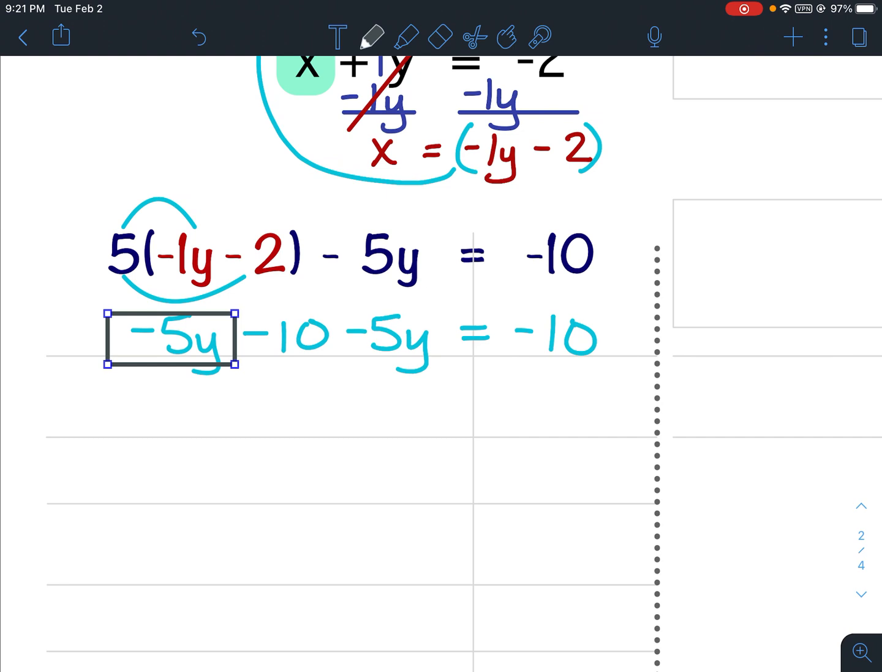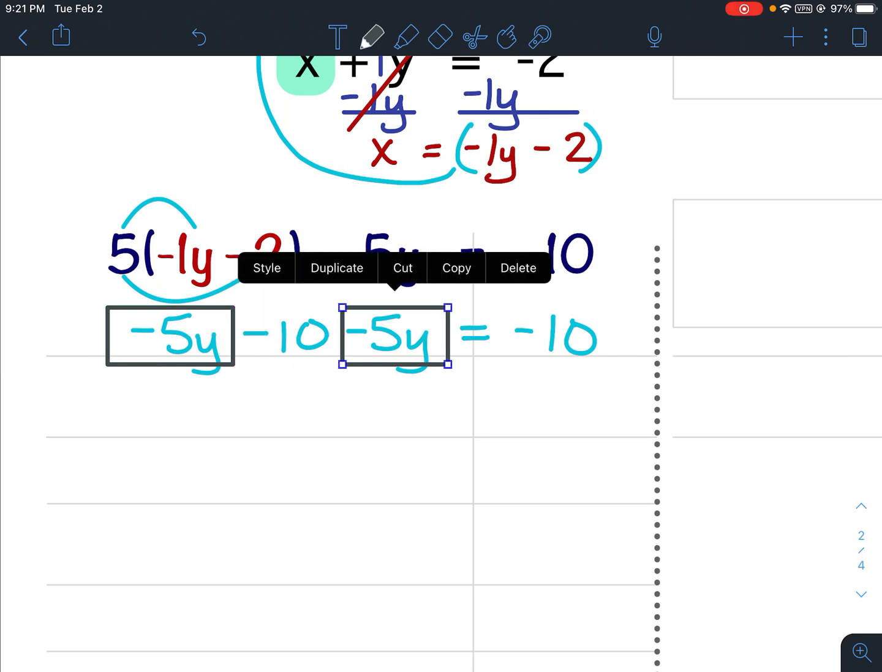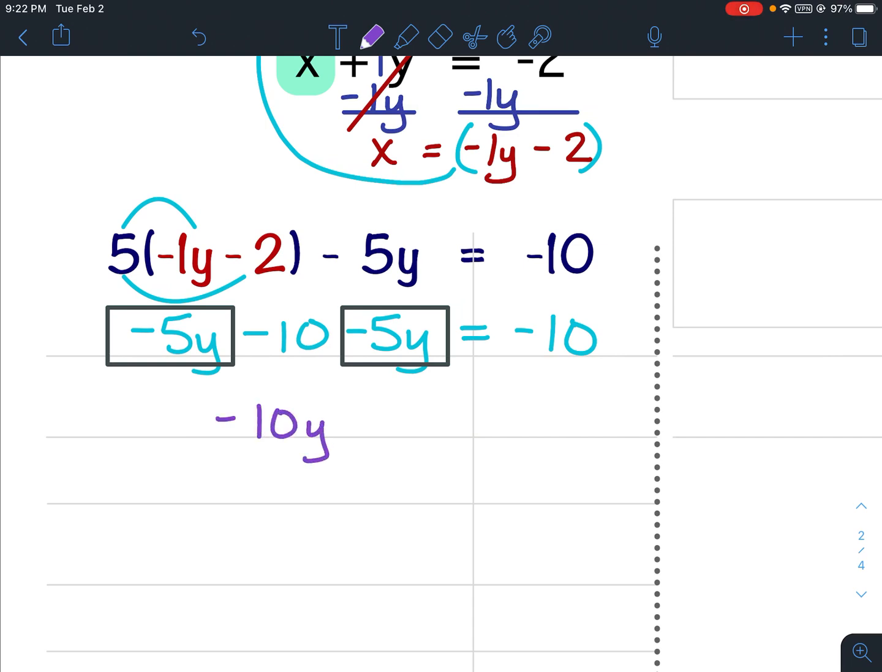Almost every year, there's someone who tells me that my variable terms cancel out. But they don't. Those are both negative numbers. So if they're both negative, that means we're going to add them together and keep the sign. In other words, negative 5, and it gets 5 degrees colder, you would have negative 10y. Bring down the negative 10 on the left. Keep the equal signs lined up. Bring down the negative 10 on the right.